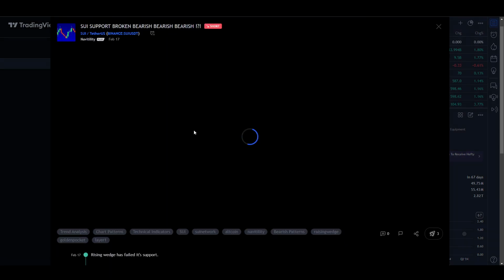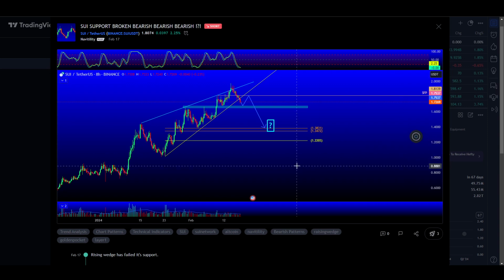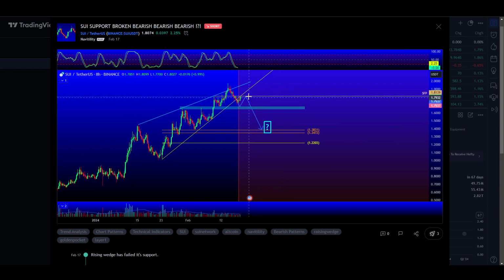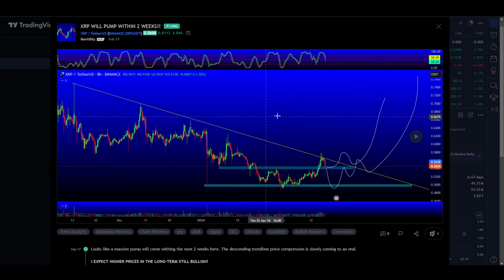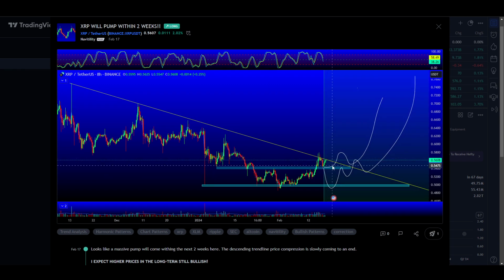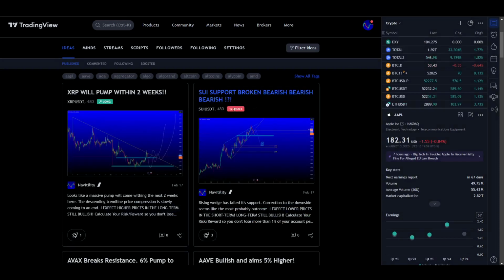On SUI, I expected the price to go down. I believe this actually did the complete opposite. Right now it's back testing this as resistance, but that's pretty much what I expected, right? So we'll see if it continues to the downside. Based on Bitcoin's price action, I doubt it, but anyway, let's see what XRP is doing here. Getting ready to break out. I think XRP is going to absolutely blast very, very soon.